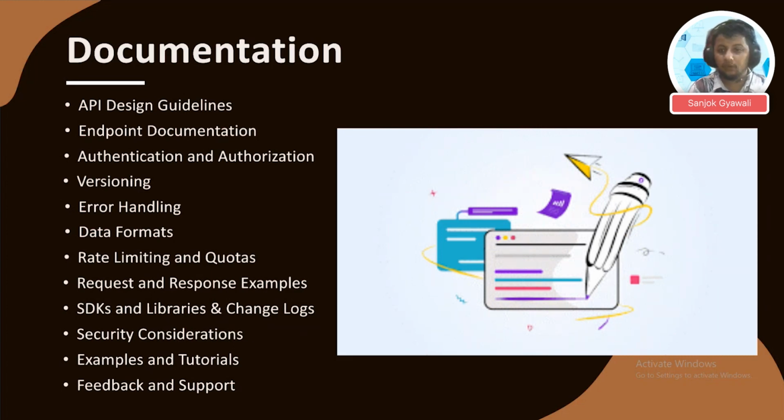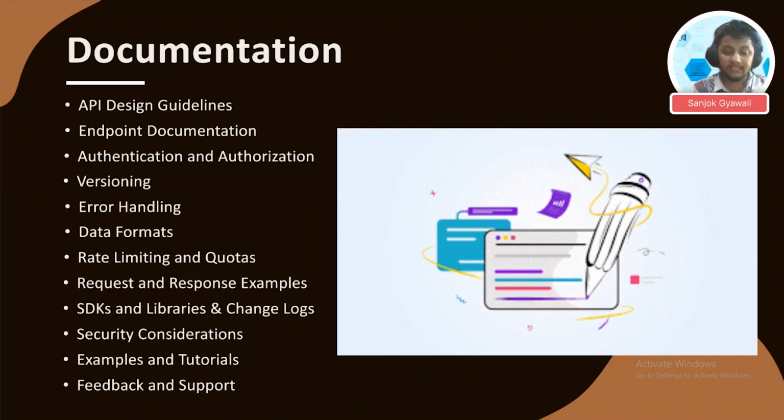We'll have the API design guidelines: how requests are maintained, what type of request we are getting, what type of response we are getting. So we will have some guidelines, so it will be easier for the developer to understand how the APIs are being used. We will also have the endpoint documentation, like how endpoints are working, which requests are being used, like API slash v1 slash something.